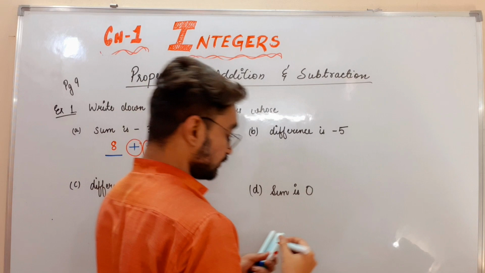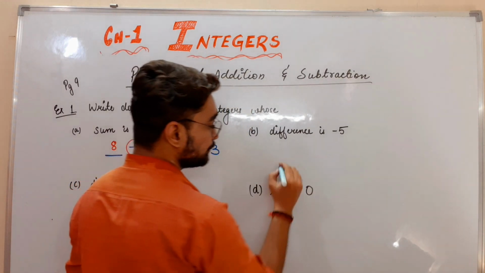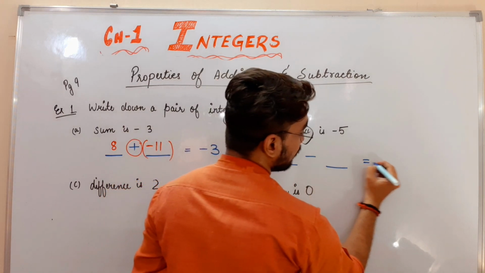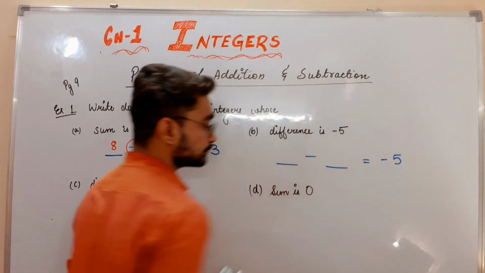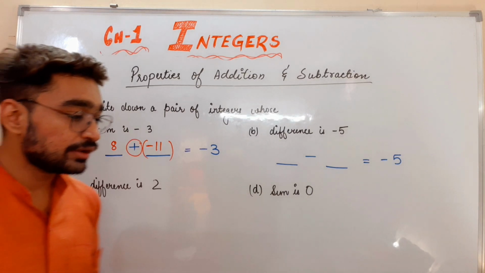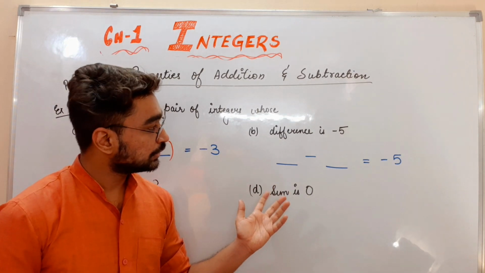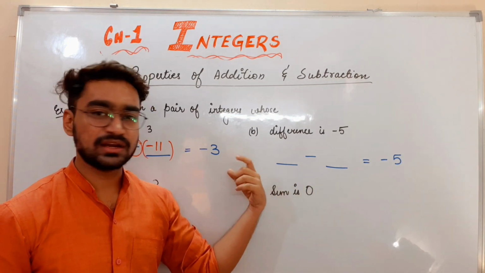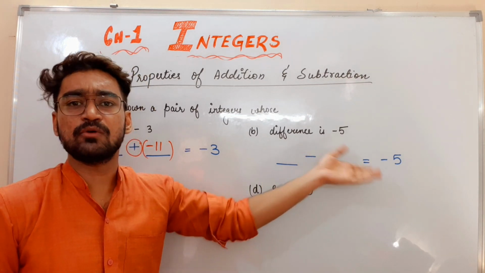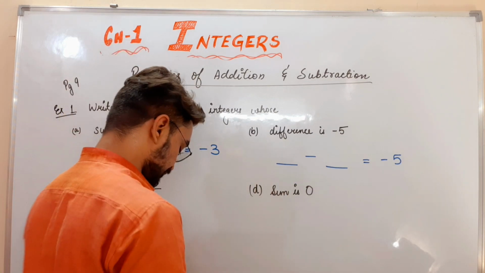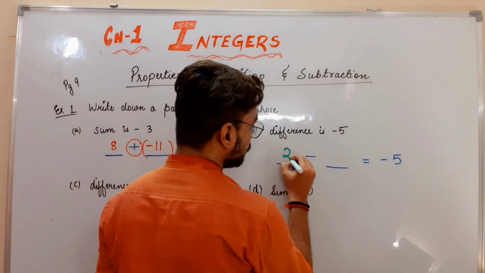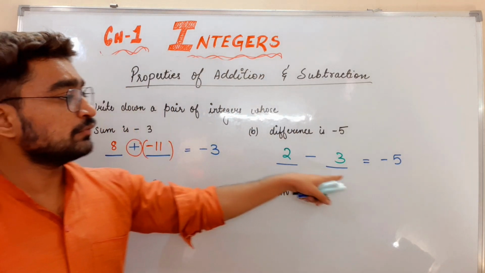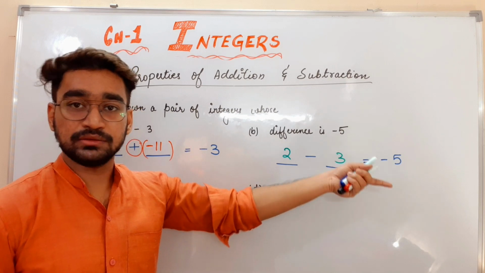Now the difference is minus 5. So again I am doing the same thing, making 2 dashes here. Difference means subtraction, and the answer should be minus 5. So what we can do is find two numbers that give a difference of minus 5, or find two numbers that give a sum of 5, for example 2 and 3. Now 2 minus 3 will give me minus 1.